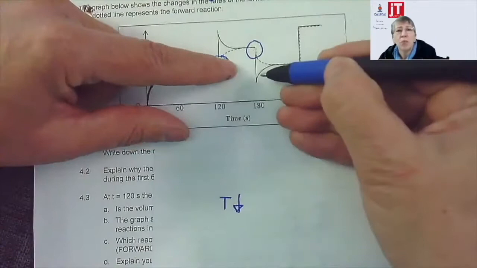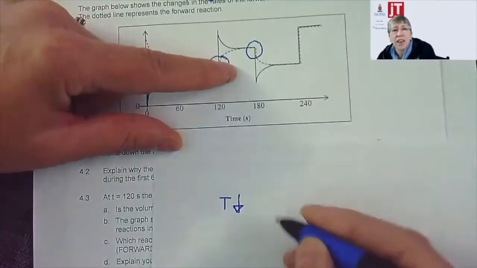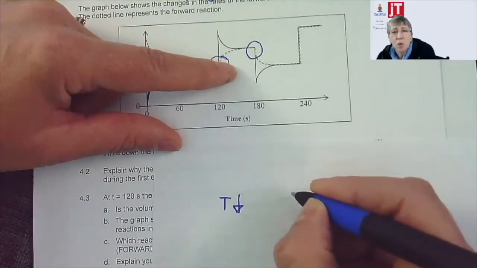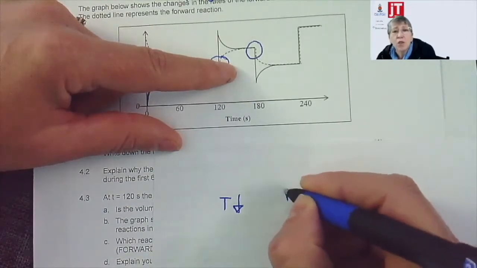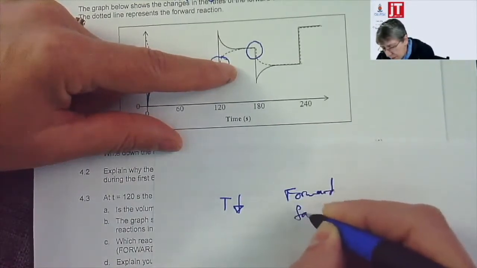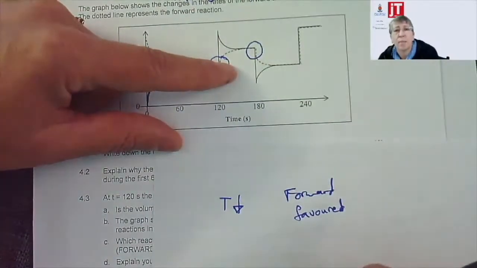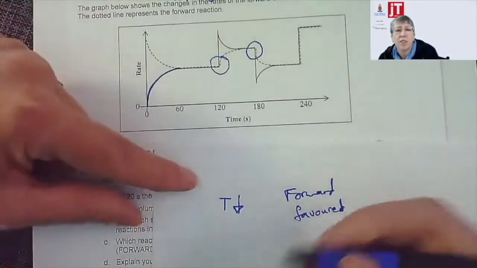But from the graph, we can also see which one is favored. The dotted line has got a higher rate, right? So my graph is also telling me that the forward was favored. Right, because I've got my dotted line higher up. It's got a bigger rate, favored.